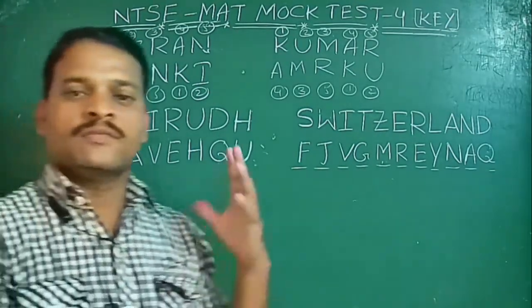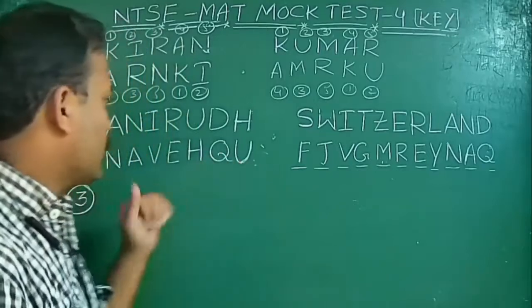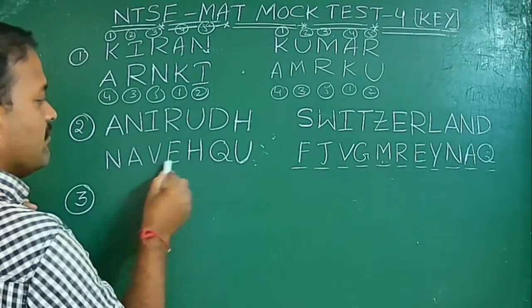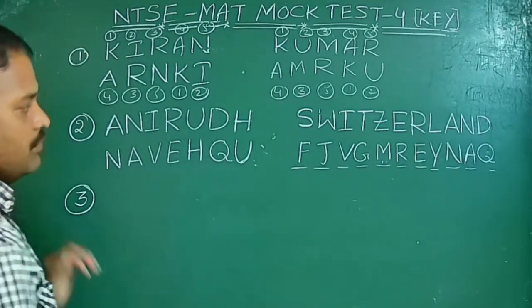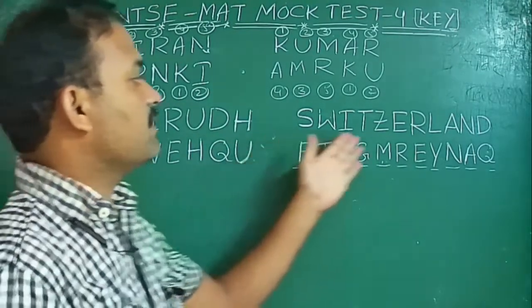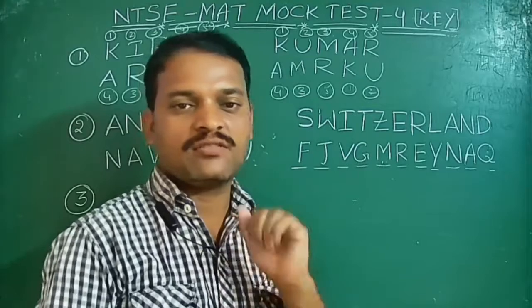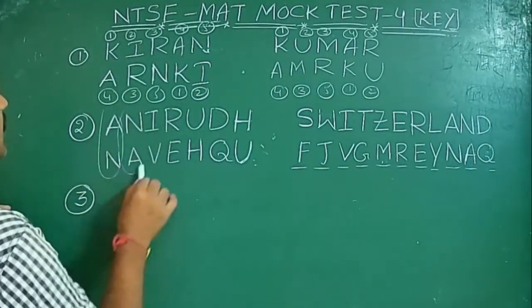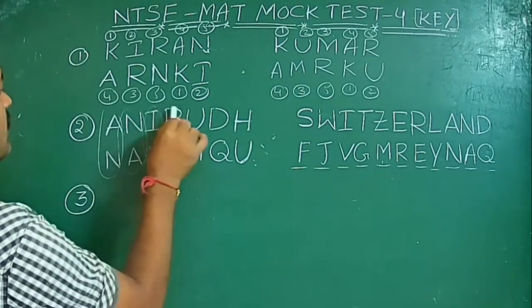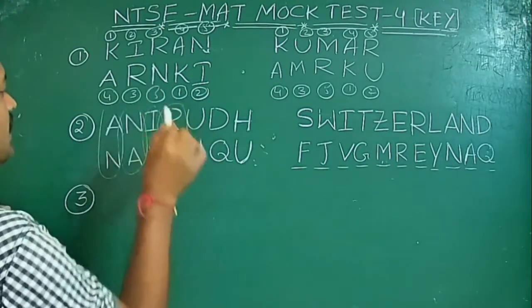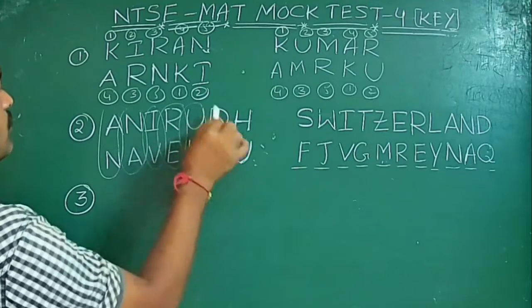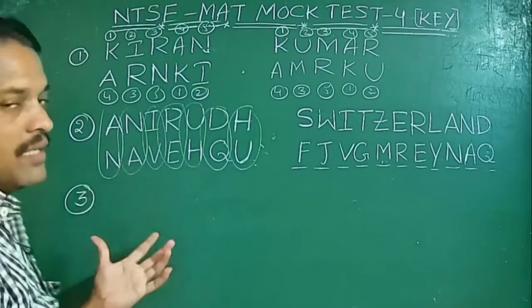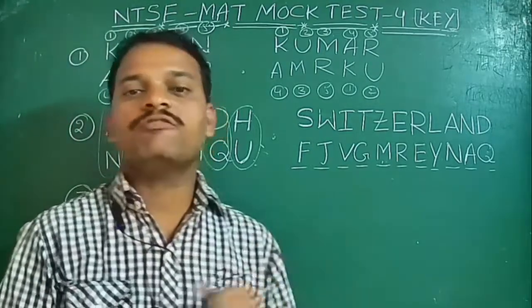Okay. So next I'm going to explain the second question. See, Anirudh is coded as NAVEHQU. Then Switzerland is coded as what? You need to observe this: AN, IV, ER, HU, DQ, HU.